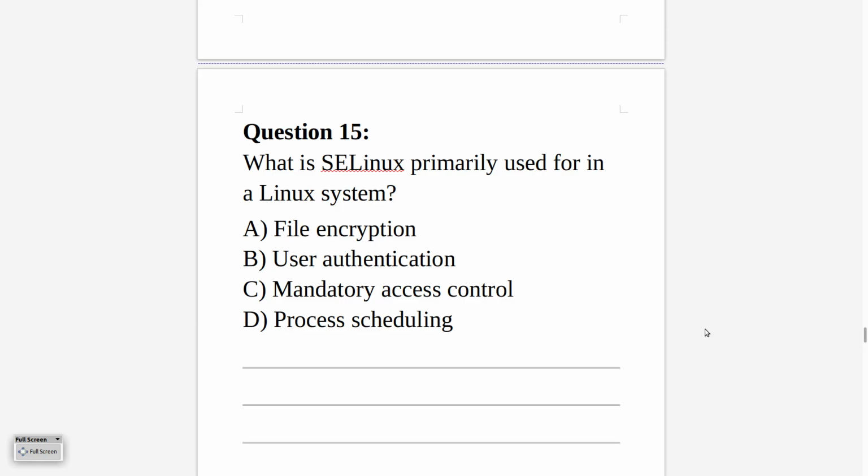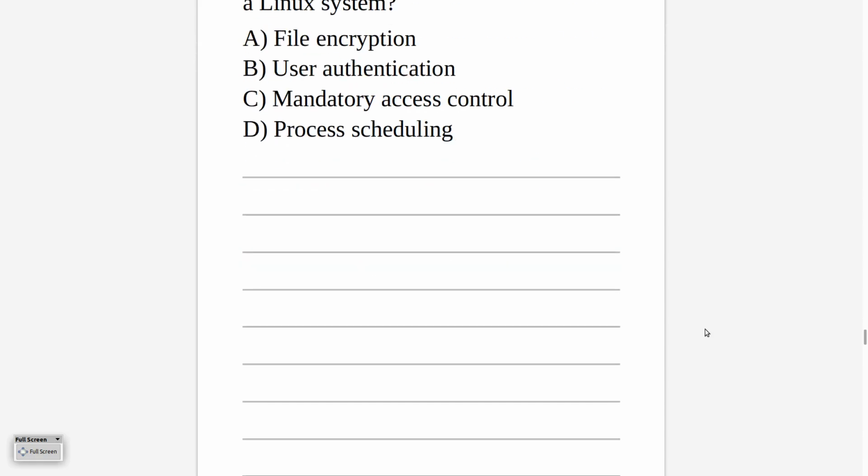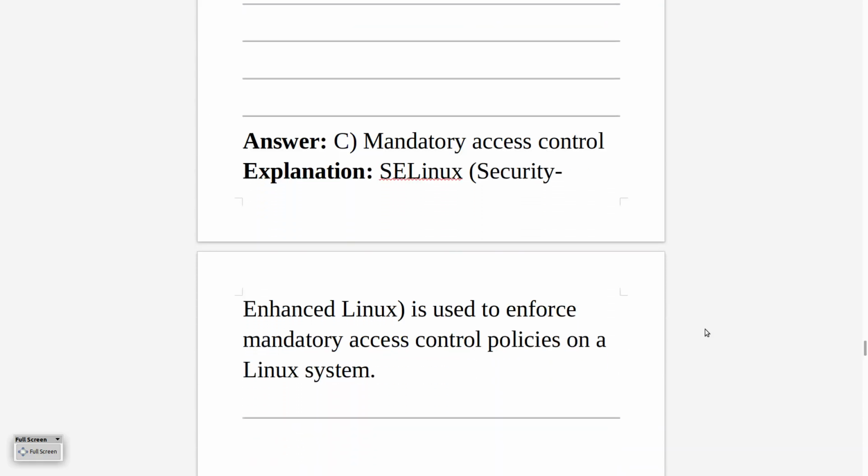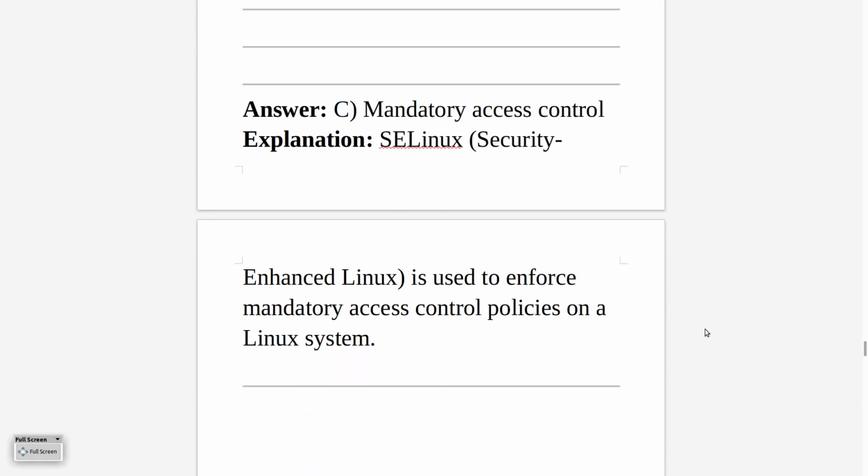If I were to make a guess, what would it be? I don't know. I thought it was a distro. Apparently it is access control. SE Linux stands for Security Enhanced Linux. It's used to enforce mandatory access control policies on a Linux system.